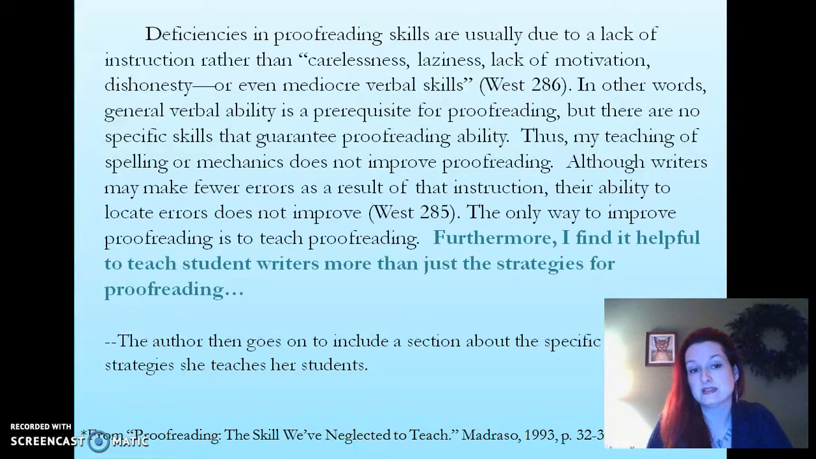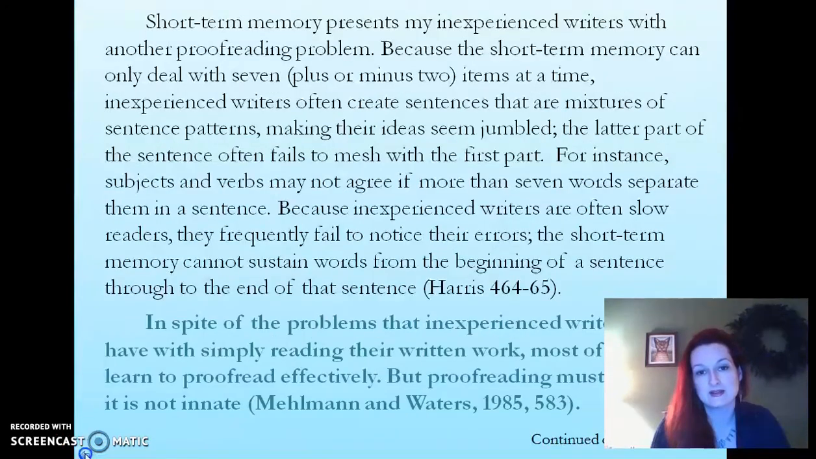Furthermore, I find it helpful to teach student writers more than just the strategies for proofreading. Now, we have another transition sentence at the end that's going to lead us into another paragraph about the specific proofreading strategies that she teaches her students. And I want you to just notice the flow here and how good that flow is. Let's go back to the previous page here.